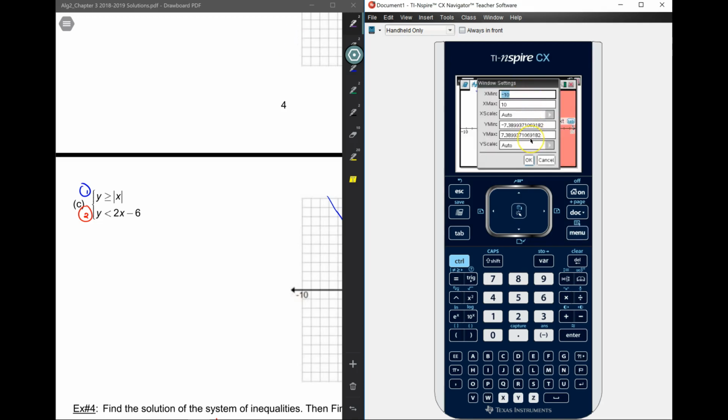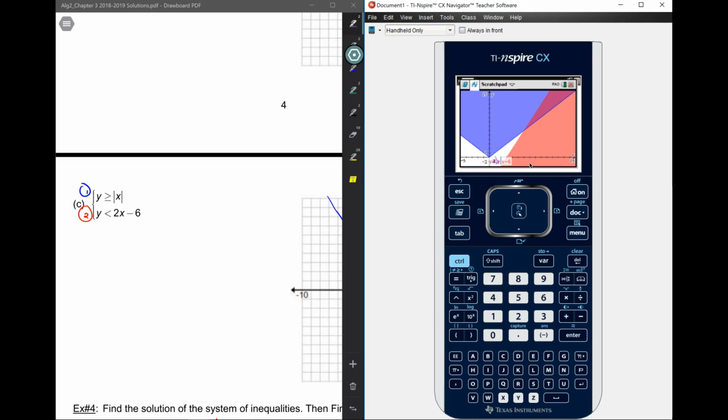Okay? So X min, right? This is going from negative 10 to 10. Why don't we go from like negative 5 to, I don't know, 15, right? The Y, instead of negative 7 to whatever, why don't we go from negative 2 to 15? Enter. Okay? Do you see how you could see a whole bunch of things now.